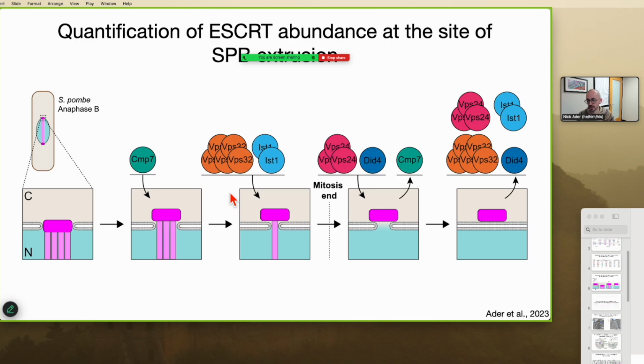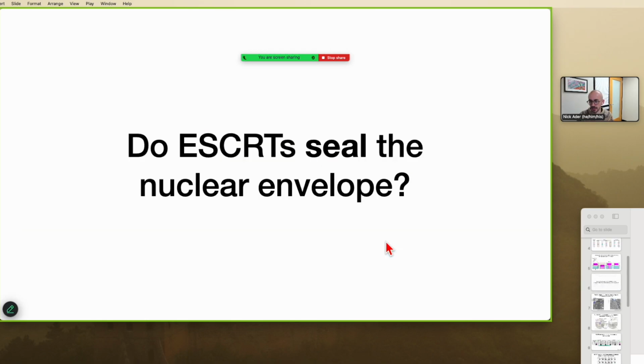So why recruit these escorts tens of minutes before you can actually accomplish sealing? Why not just recruit them all at the end of mitosis? We had that in mind as well, but we wanted to actually look at the membrane ultrastructure. So that first question I mentioned is, do escorts seal the nuclear envelope? To look at membranes, there's no better way than looking at them directly by electron microscopy.